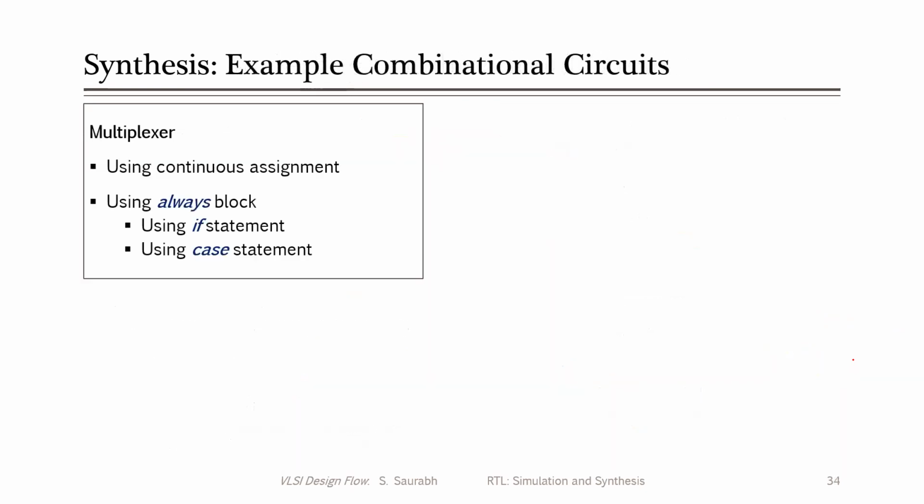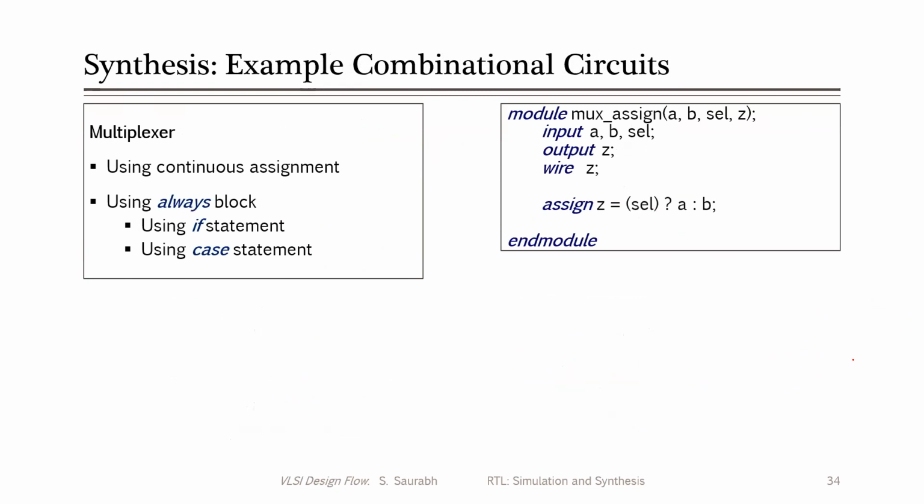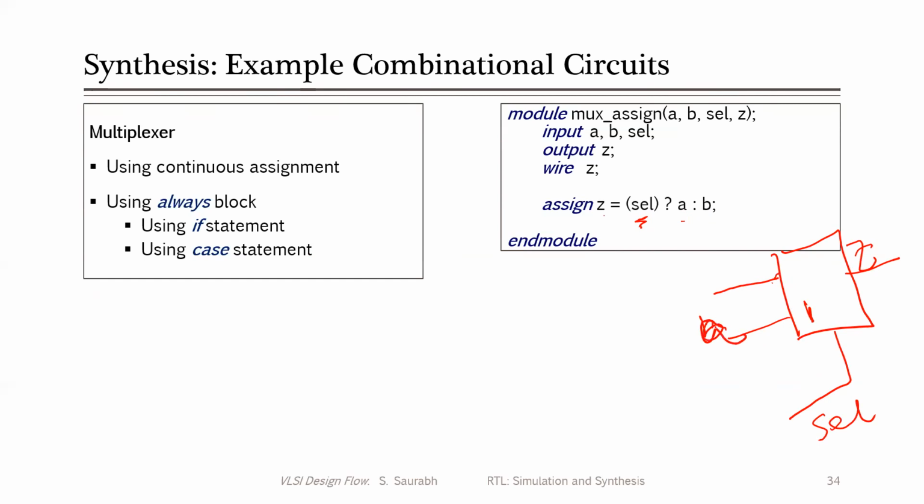Okay. So we can use continuous assignment to model a multiplexer. You can write Z equals sel ? A : B. So you will have a multiplexer, meaning that you will have sel here. If sel is equal to 1, then A should pass to the output Z, not B. And when it is 0, then B will pass. So B will be here. So this is how it will be synthesized.